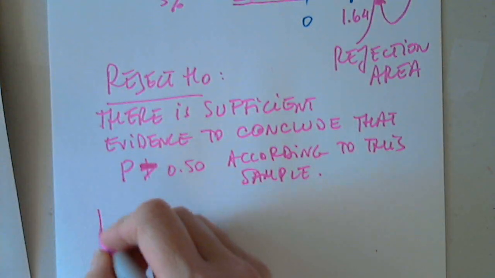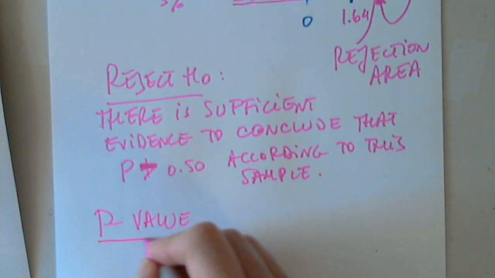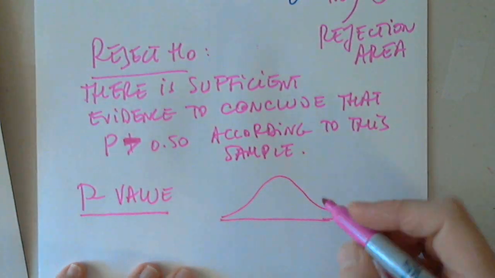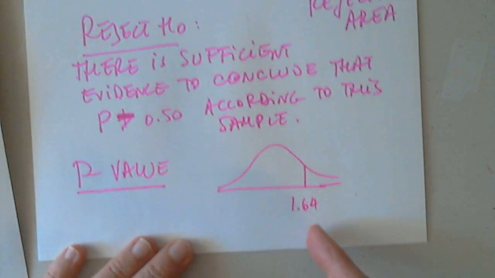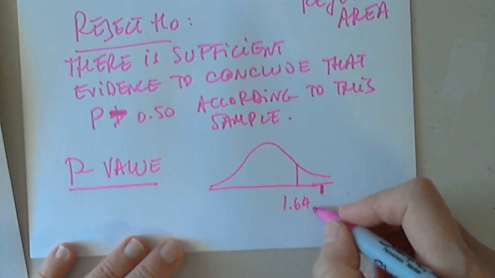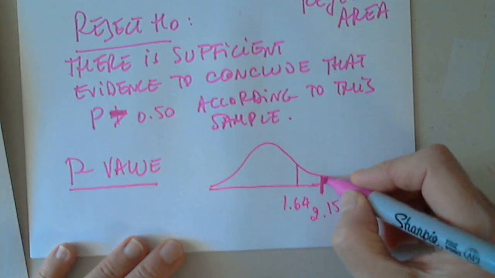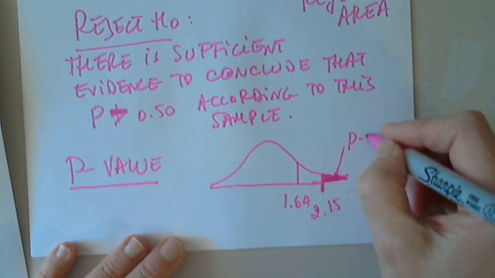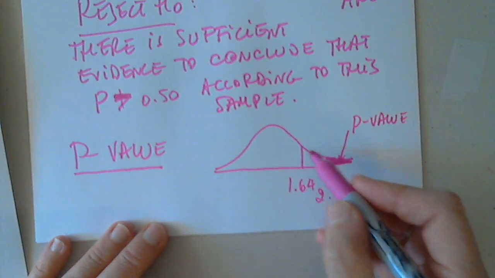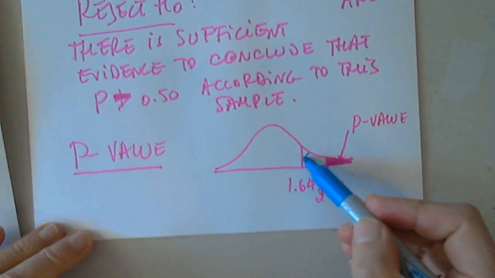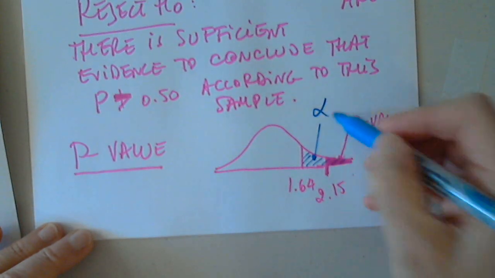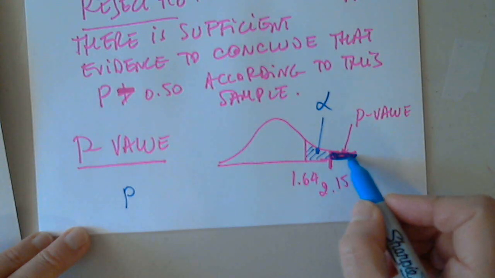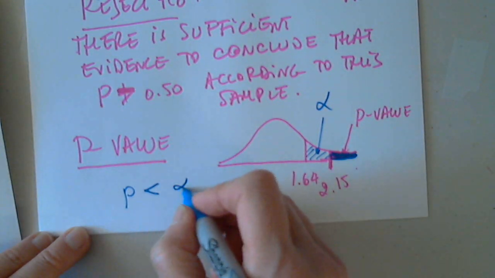Now, finally, I want to talk about the p-value. What is the p-value? The p-value, and I'm going to graph it again. This was number 1.64, but this is somewhere here 2.15. This is the p-value. This is alpha. All this area is alpha, everything. You notice that the p-value, this area, is definitely smaller than alpha.